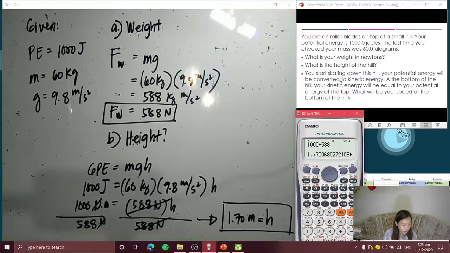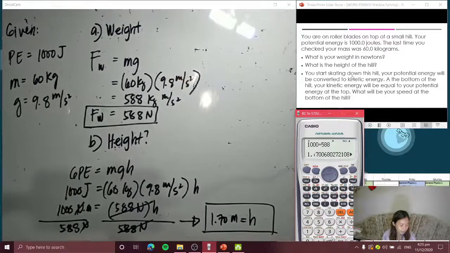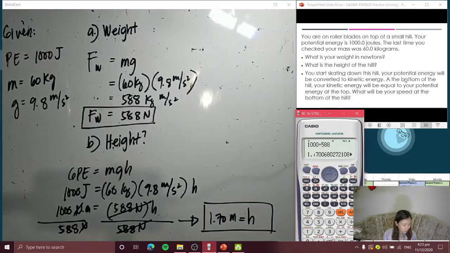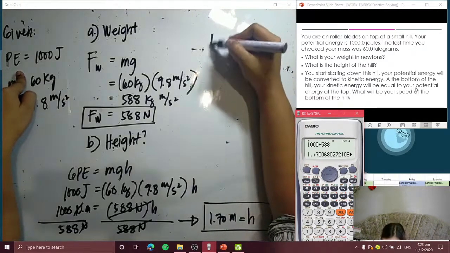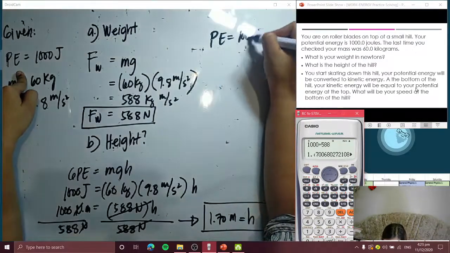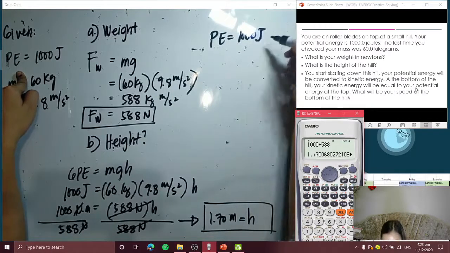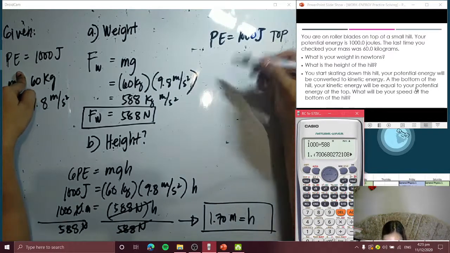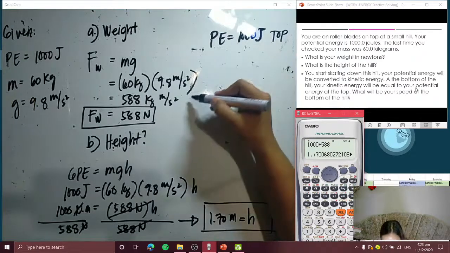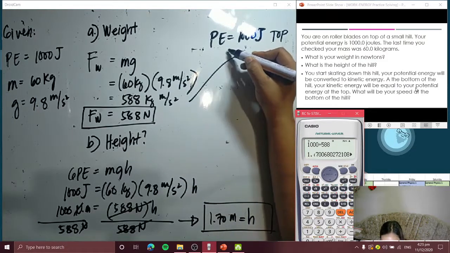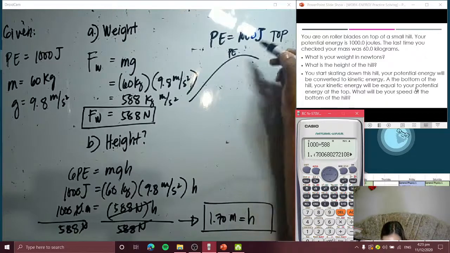So, on the third unknown value, it is stated there that your potential energy will be converted into kinetic energy when you start going down the hill. Okay, so at the bottom of the hill, your kinetic energy will be equal to your energy at the top. So how much is our energy at the top? PE is equal to 1,000 joules. So, this is when you are still at the top. So, you go down, this is the hill.